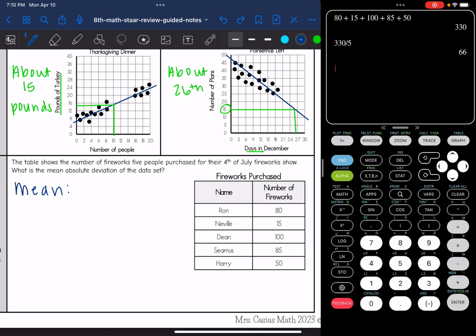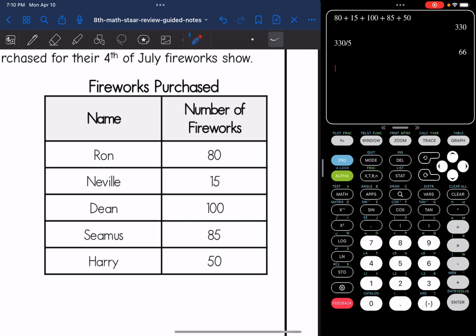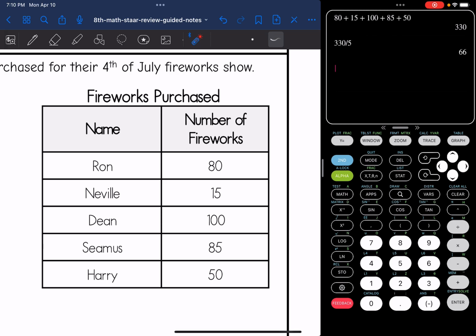My mean is 66. Now I need to find the distance that each of these numbers is from 66, and I'm just going to use the positive value. I'm going to use the absolute value because I just want to know the distance this number is from the mean. And I'm just going to use this table I already have to help me organize. So my mean is 66. I'm just subtracting each of these numbers from 66 and writing the absolute value. And I get 14.